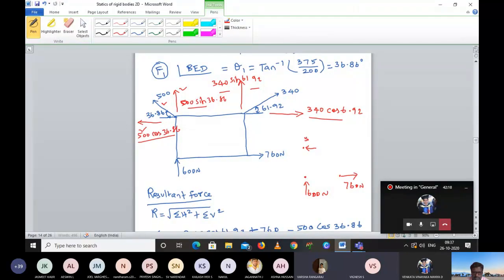So this one will be your 500 cos 36.86. Others, please listen. And the vertical one, this is related to horizontal, don't get confused. Vertical is 500 sine 36.86. So like this you draw, then you will understand all the forces much better. Another one we are having is 340 sine 61.92.